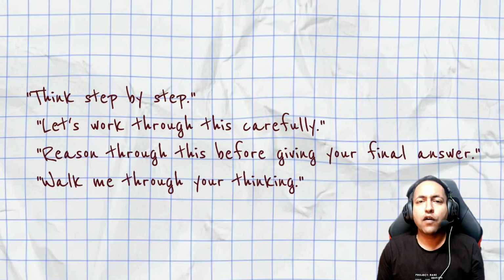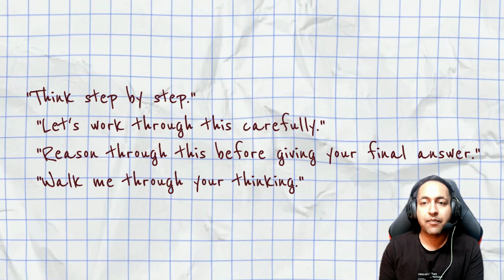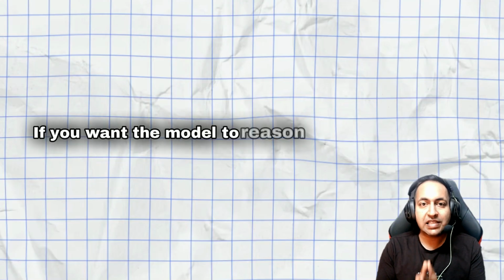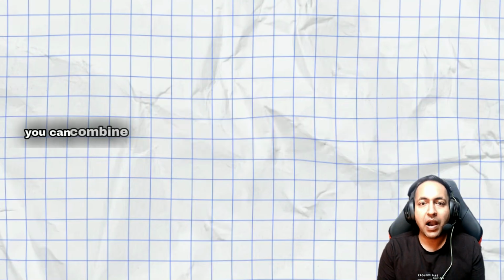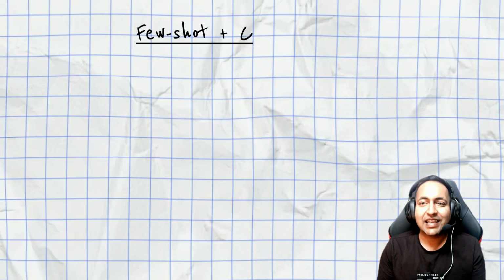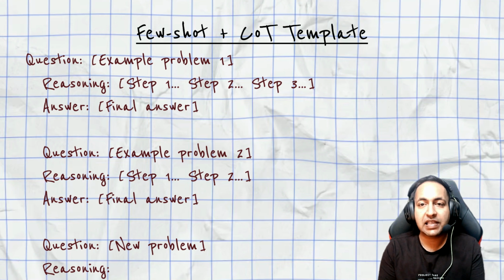The simplest form of chain of thought prompting is just adding a phrase that triggers step by step thinking. For example, just add think step by step, or work through this carefully, reason through this, etc. If you want the model to reason in a particular way, you can combine few shot prompting with chain of thought prompting. So basically, you have to provide the complete reasoning chains as the examples. The model will follow the exact style of reasoning you have demonstrated in the examples.